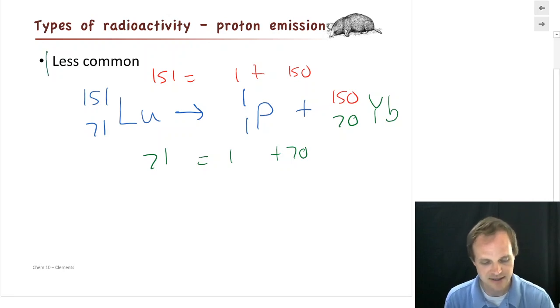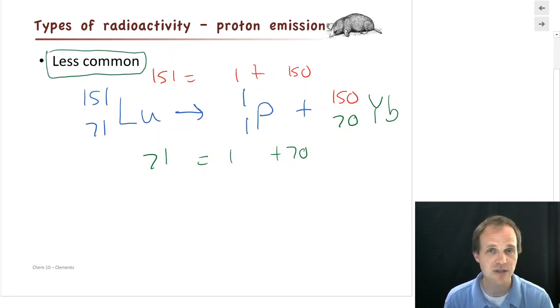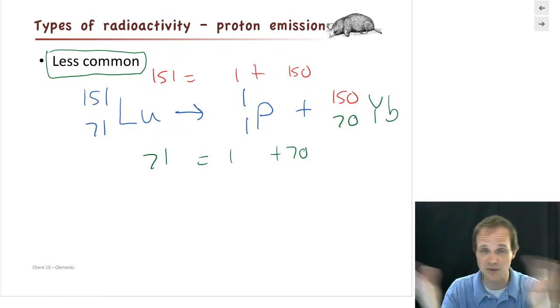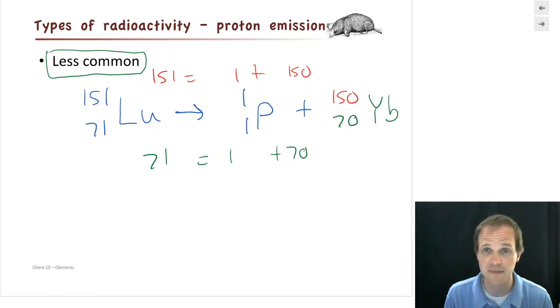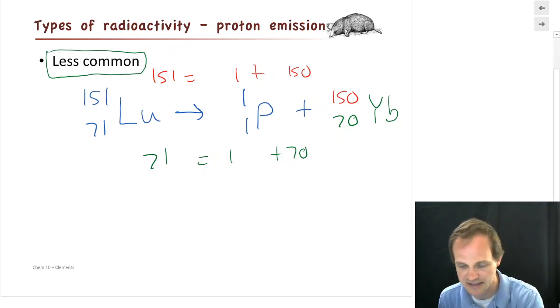The reason I say this is less common is because as far as we know, it only occurs in artificial isotopes. Now, what's an artificial isotope? It's ones that we've made in the lab down here on Earth in these particle accelerators. We can do these fancy things and make new elements. It's amazing. But we've only observed proton emission in those types of elements, not in nature so much. And so we call it a less common one, but it still exists.